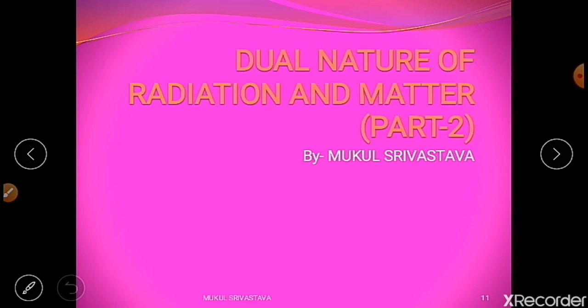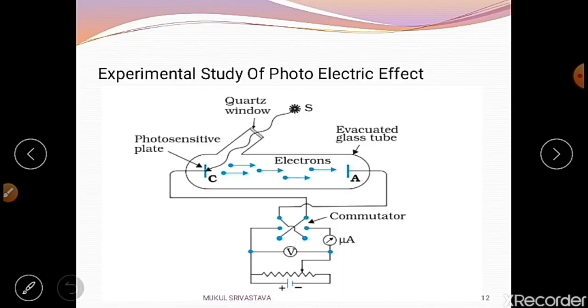and another metal plate A. In this figure, you can see that this C plate represents the photosensitive plate, and A represents the metal plate, and this one represents the source of light, a monochromatic source of light, which is incident on this quartz window, which only permits the ultraviolet light to be incident on the plate C.